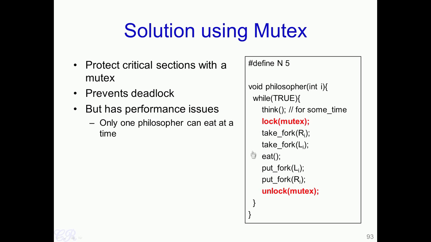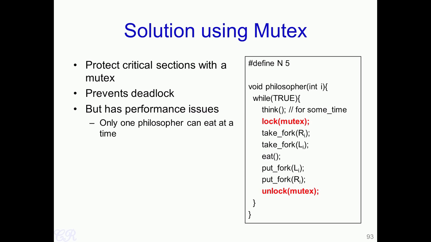So, this solution essentially ensures that starvation will not occur. It prevents deadlocks. However, the problem here is that because we are using a mutex, at most one philosopher can enter into this critical section. In other words, at most one philosopher could eat at any particular instant. So, while this solution works, it is not the most efficient solution. So, we would want something which does much better than this.